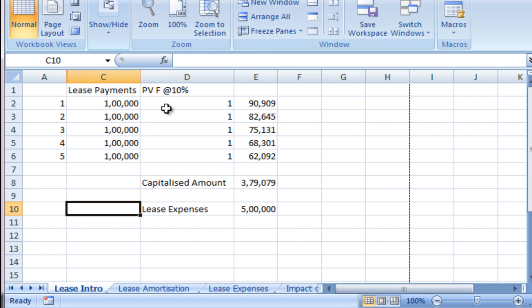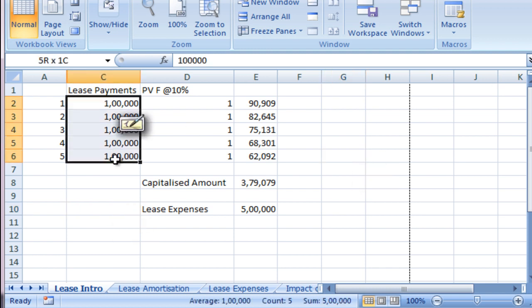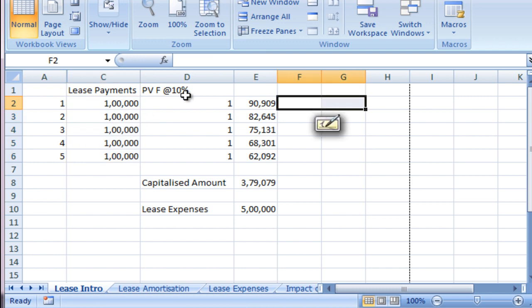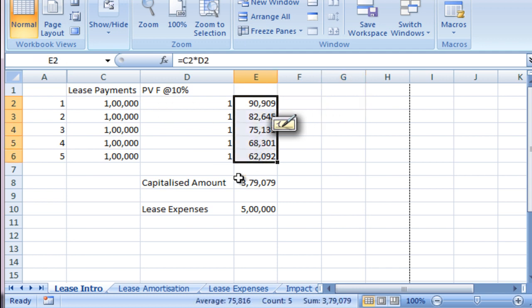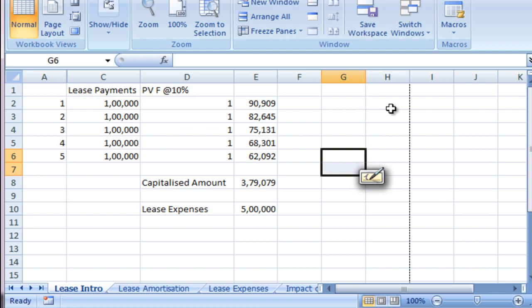a particular identifiable asset. So we need to capitalize it. For capitalization, we have to discount these lease payments on the basis of a particular discount rate. I've taken 10% as a discount rate to keep it easy and precise. If I discount all the cash flows by 10%, I'll arrive at 379,079. So 379,079 is the amount by which I have to capitalize the previously called operating lease in the books of lessee.